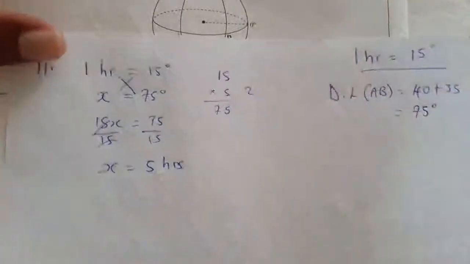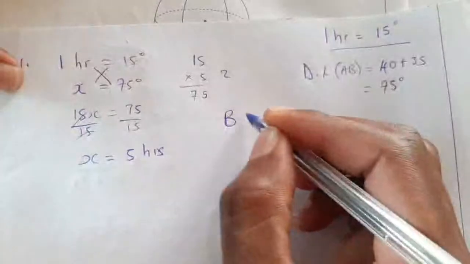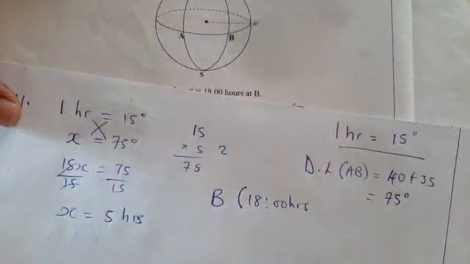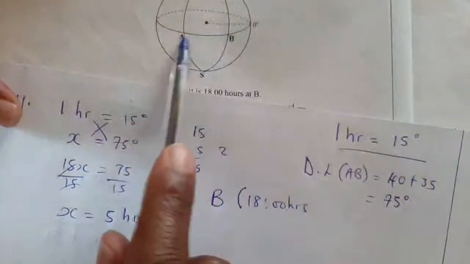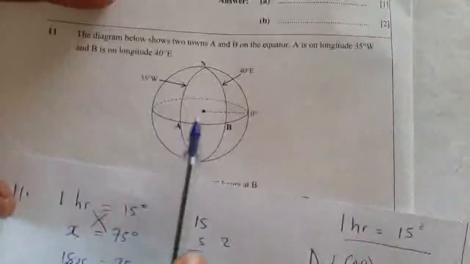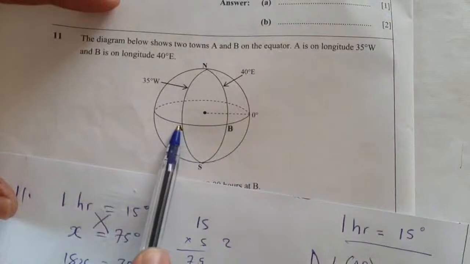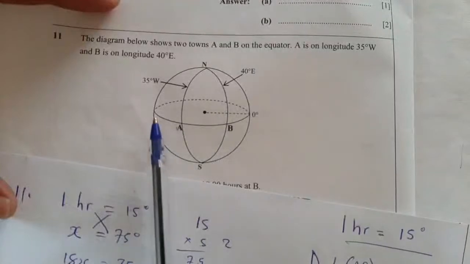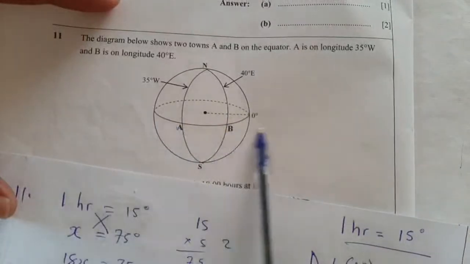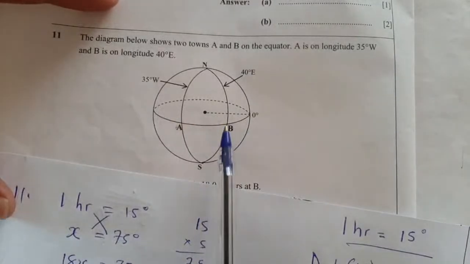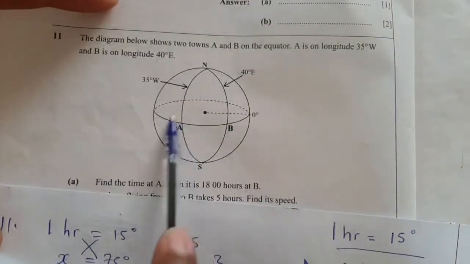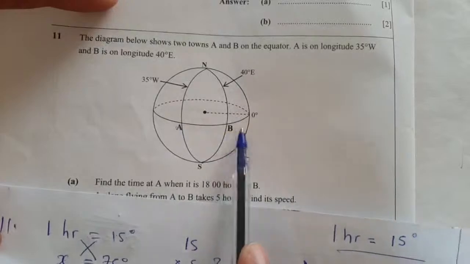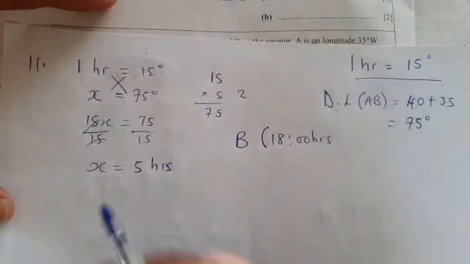But now, they have said at B, the time is 18 hours. Look at where B is. B is ahead in terms of time compared to A. When you are going to the west, you are going to be losing time. When you are going to the east, you are going to be gaining time. So in this case, we are trying to find the time for A, which is behind B, meaning it is less in terms of time. So we have to subtract these 5 hours we have gotten from the 18 hours.